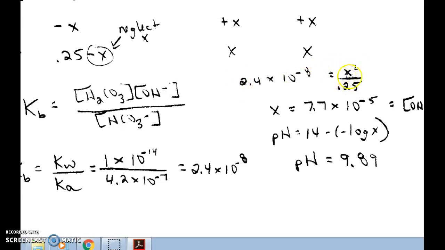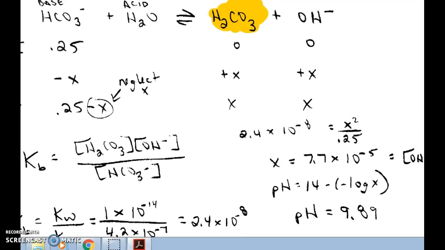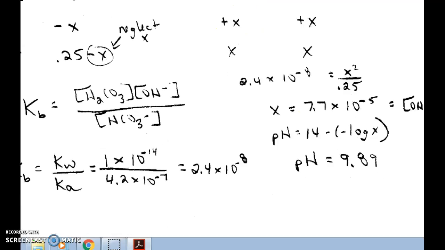And then that's going to be set equal to x squared over 0.25 because I'm neglecting x. So I solve for x. Now I need to understand from my Kb equation that the x is equal to the hydroxide ion concentration at equilibrium. So if I want to know the pH of this salt, I would just take 14 minus the negative log of x, and I get, in this case, 9.89, which confirms what I suspected to be true, that this salt, which would be the product of a strong base reacting with a weak acid, would have a basic pH.